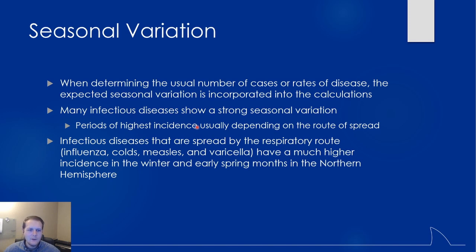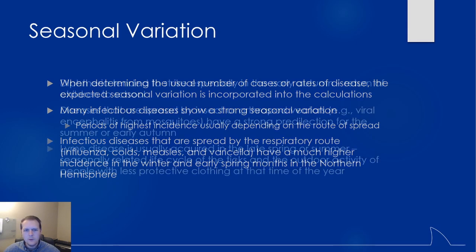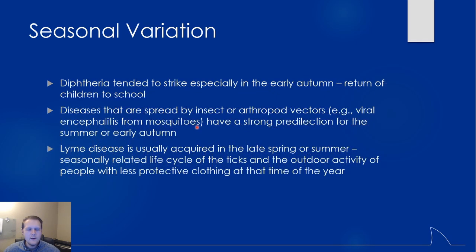and that usually depends on the route of spread. So, for instance, infectious diseases that spread via the respiratory route, like influenza, tend to have a much higher incidence in the winter and early spring months in the northern hemisphere. A lot of the reason for that is that people huddle together and are inside more. They can spread things around to each other a little more easily, right? There are other reasons, but that's one particular one. Or, for instance, diphtheria tends to have a spike in incidence mainly in the early autumn period. That's also because a lot of kids are going back to school, right? So they're able to spread it around to one another.